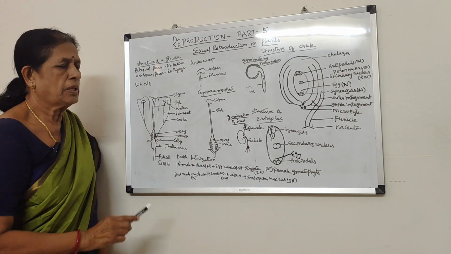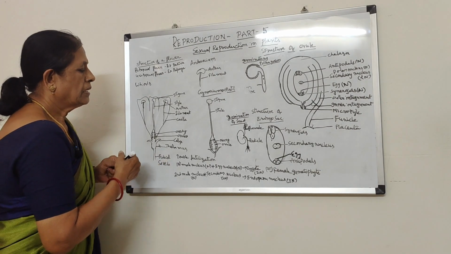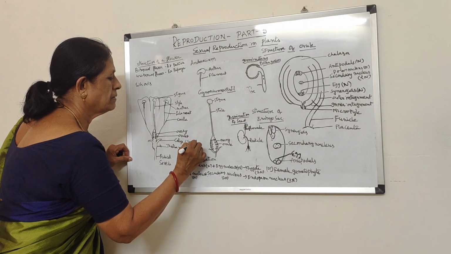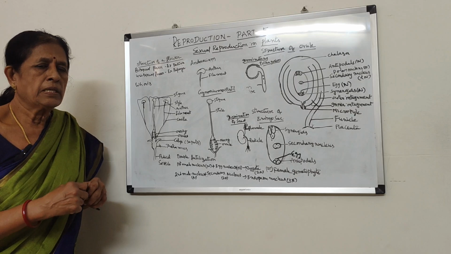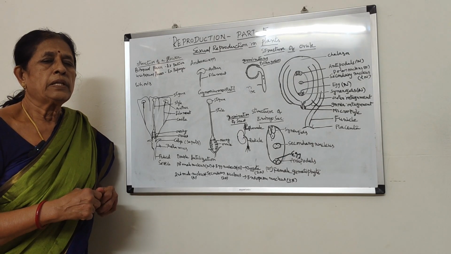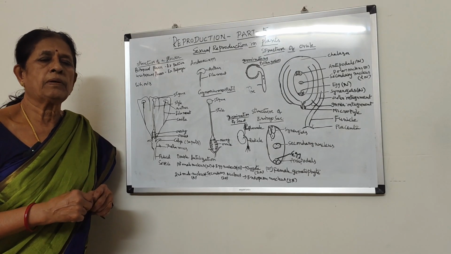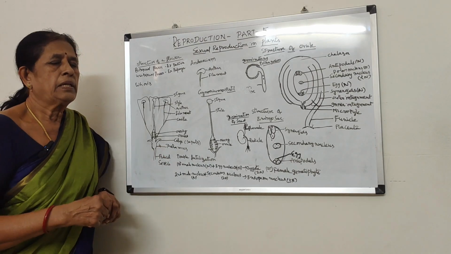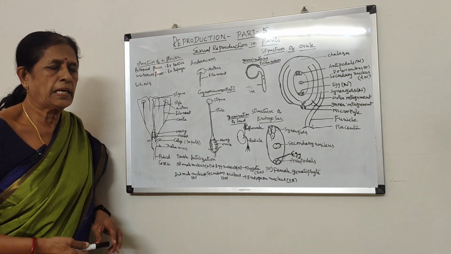So the outermost whorl is called calyx. Calyx is commonly known as sepals. What is the function of sepals? Sepals are usually green in color and they protect the inner parts of the flower during bud condition. So when the flower is in bud condition, the calyx, the sepals, protect the inner parts of the flower. That is the function of calyx.